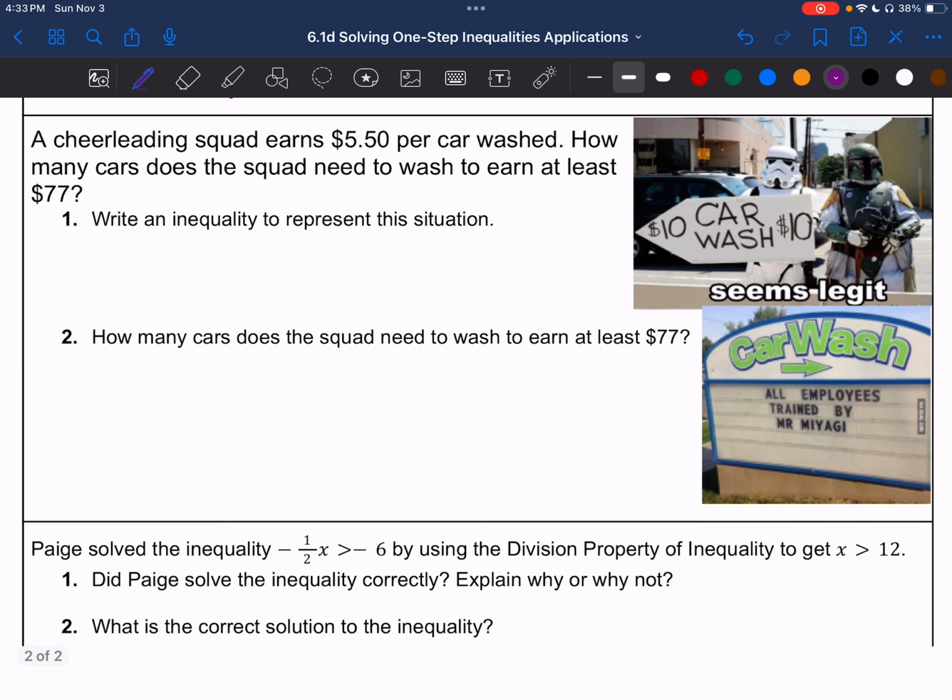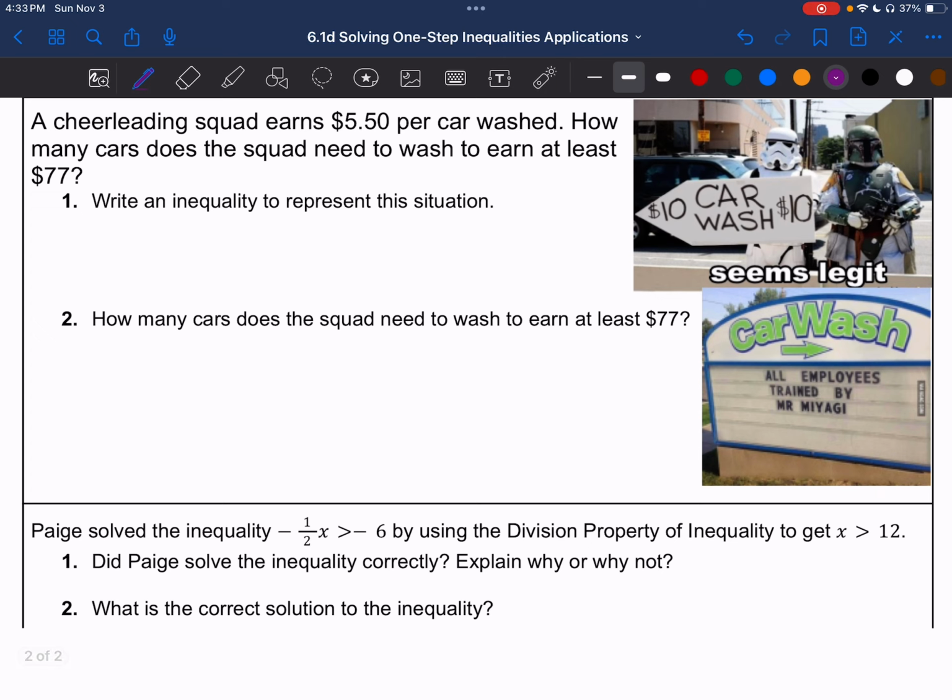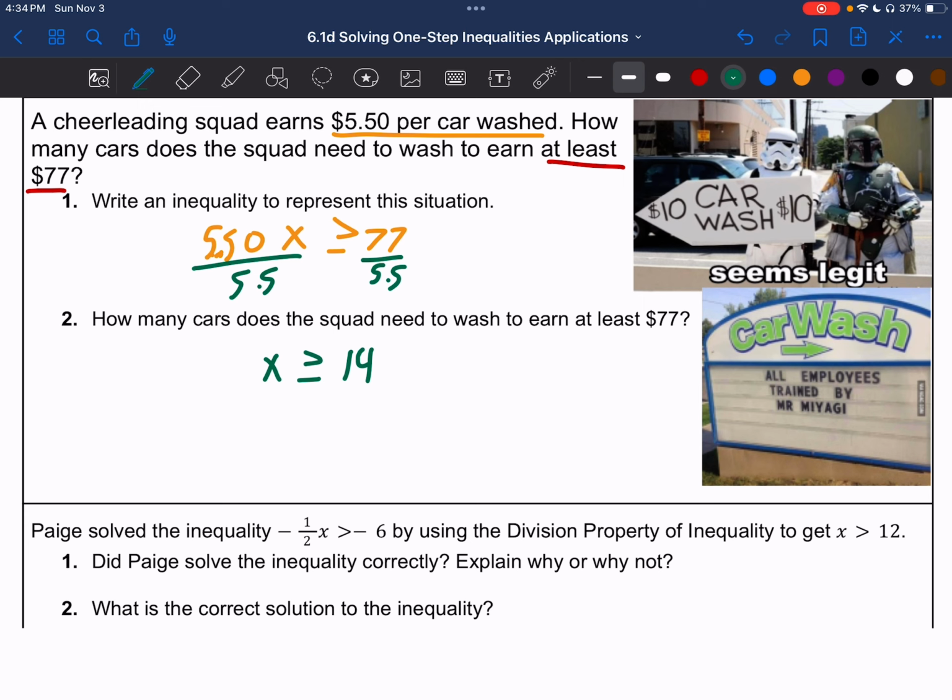All right. The next one, we have a cheerleading squad earns $5.50 per car washed at a car wash. How many cars does the squad need to wash in order to earn at least $77? So at least 77 is what we're going for, and they're getting $5.50 per car. So $5.50 per car times the number of cars washed is going to be greater than or equal to 77. So we need to divide by 5.5 on both sides. And we're going to get X has to be greater than or equal to 14 cars.